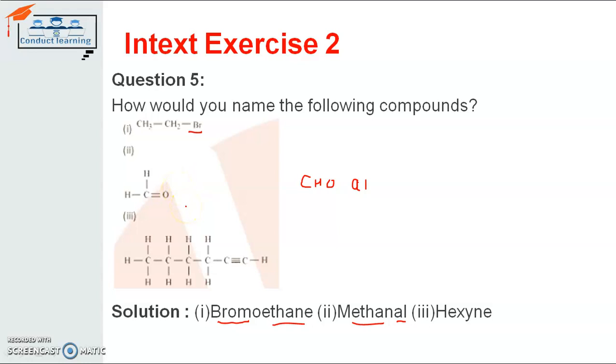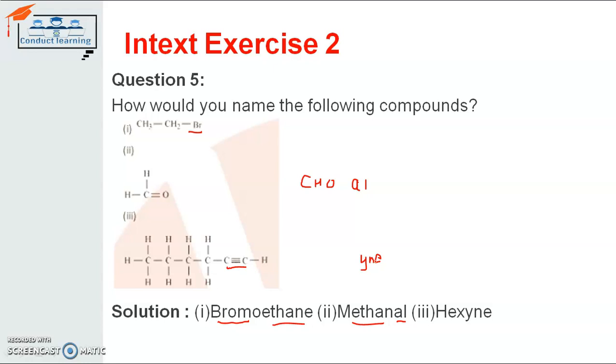After that, in the third one, there is no functional group. There is only one unsaturated bond between the carbon-carbon atoms. That means it is suggesting yne. When there is a single bond between the carbon-carbon atoms in the whole structure, it is named ane. If there is a double bond between carbon atoms in the long chain, it will be named ene. And if there is a triple bond between the carbon atoms in the long chain, it is named yne.